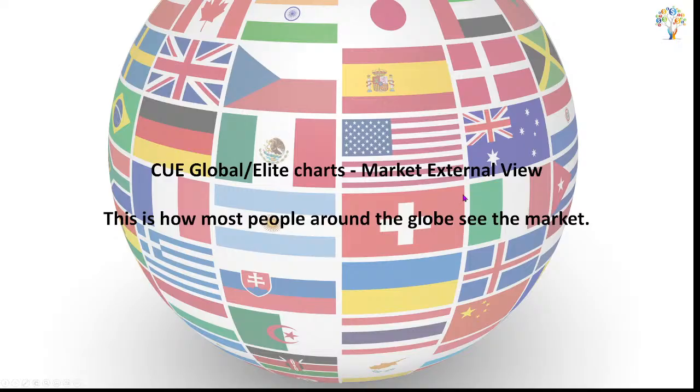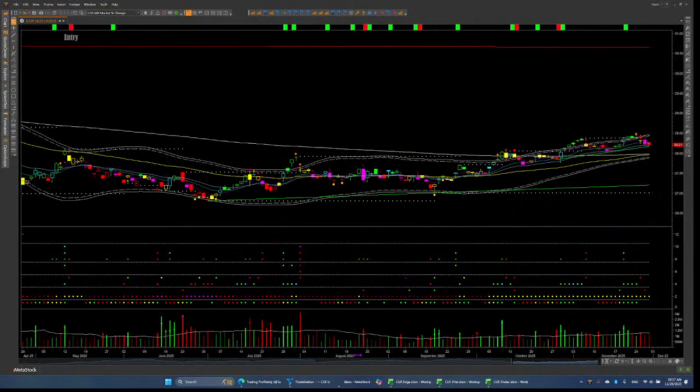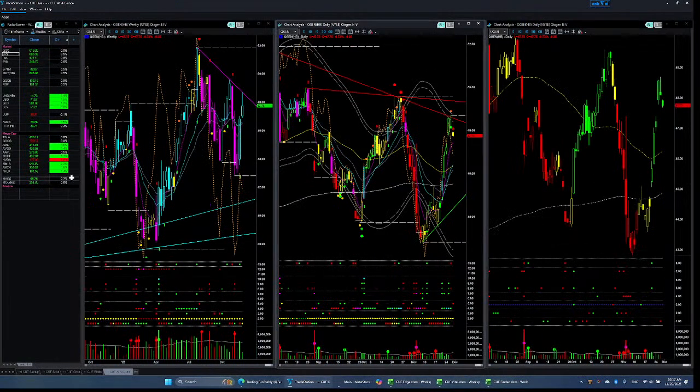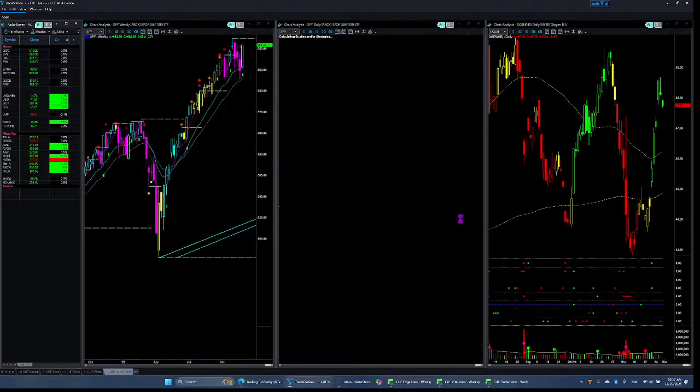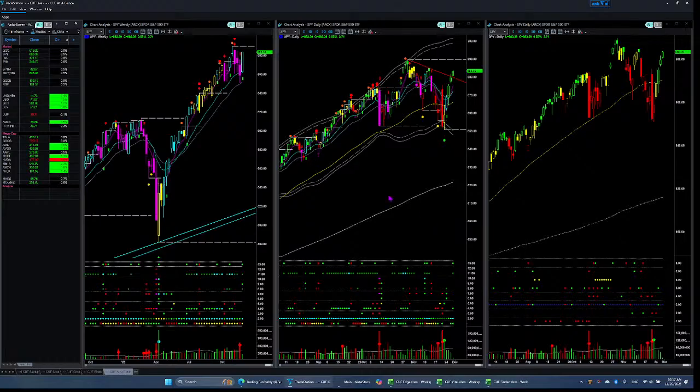This is how most people around the globe see the market. I don't want Trade to feel bad. I love Trade also, so let's use Trade for the external view of the market, SPY. What is striking across probably all the market details we'll see, closed right at the high of the day.